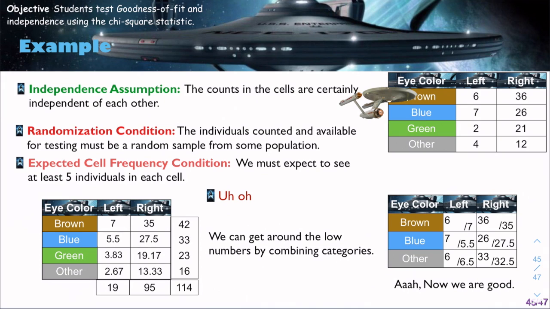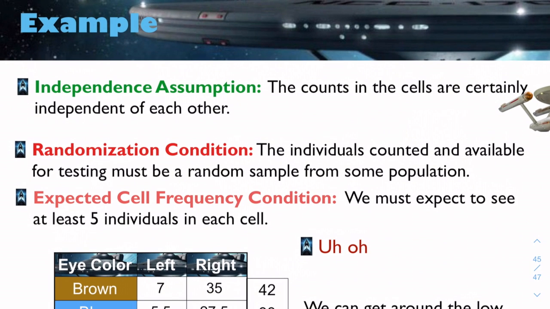Next, we look at the independence assumption. The counts in the cells are certainly independent of each other. Next, the randomization condition. The individuals counted and available for testing must be a random sample from some population. And then next, we have to look at the expected cell frequency condition. We must expect to see at least 5 individuals in each cell.